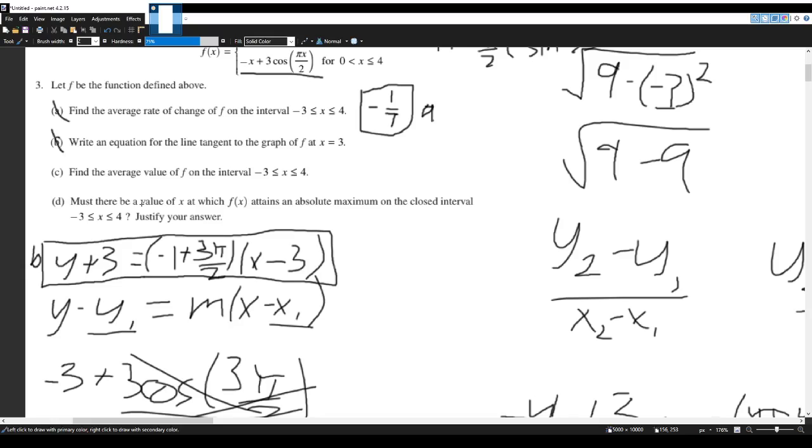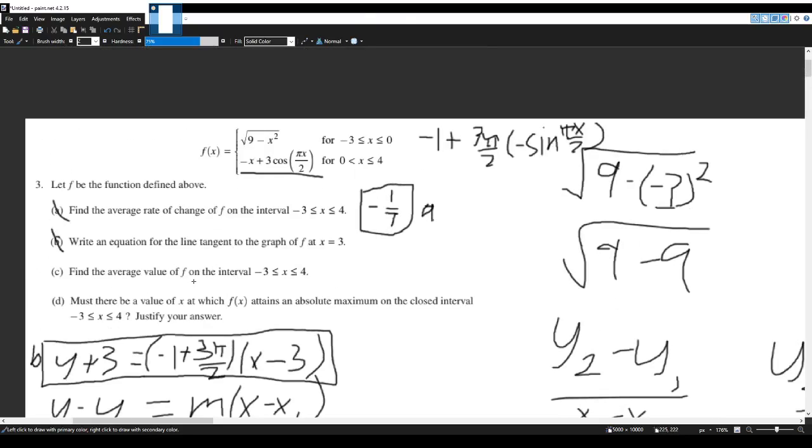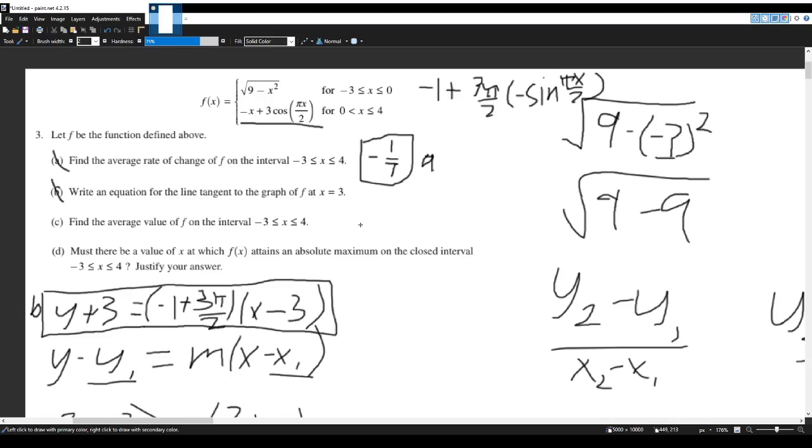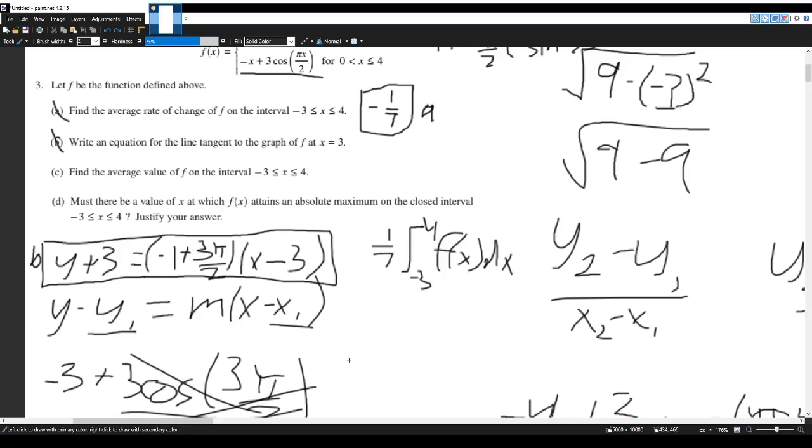Find the average value of f on the interval negative 3 to 4. The average value is going to be the integral from negative 3 to 4 of f of x, times 1 over 7 because it's the average. The interval is 7 units long from negative 3 to 4, so you multiply by 1/7. This is the formula that you should learn for average value, and you can think of it as an area and then a rectangle.